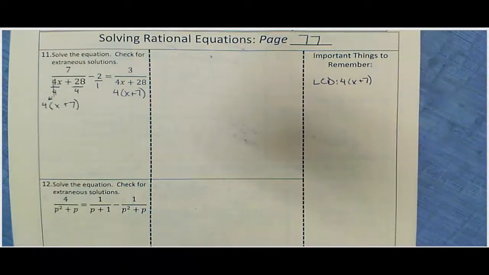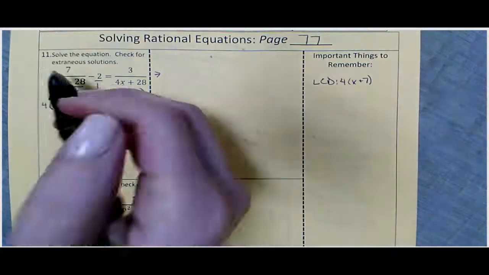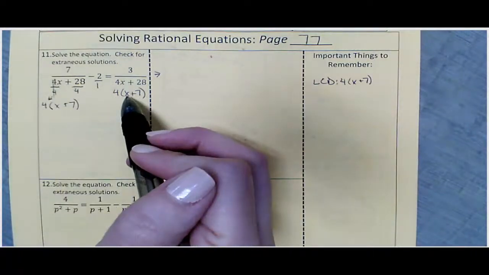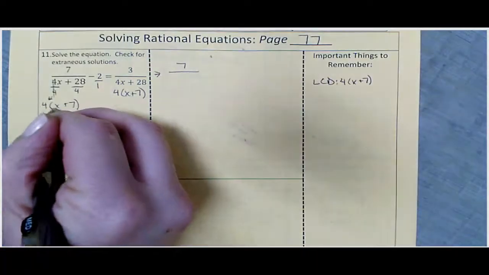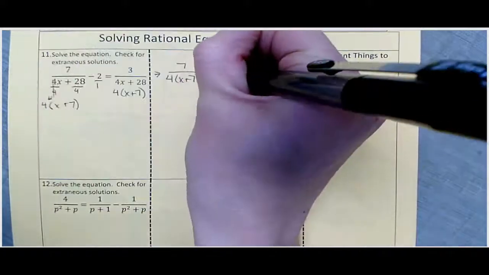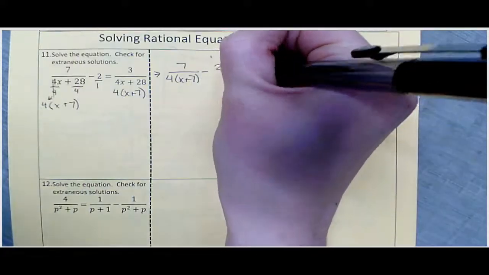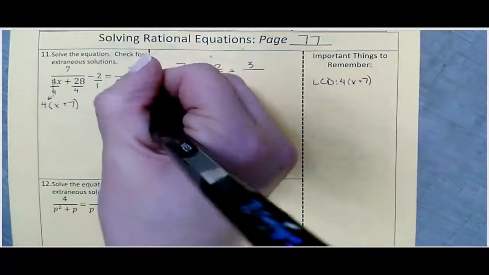So my next step, and I'm looking at my 6-4 notes, is to multiply every term on both sides of the equation by the least common denominator in order to cancel out all the fractions. And then once we simplify that, there shouldn't be any more fractions. So I'm going to rewrite this because I think that showing this factoring gives us this extra layer of work, and I think that's confusing to look at. So this should be 7 over 4 times x plus 7. I'm just rewriting, folks. I'm not doing anything yet. Minus 2 over 1 equals 3 times 4 times x plus 7.